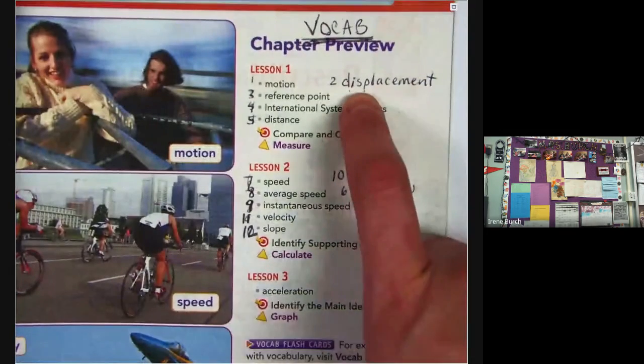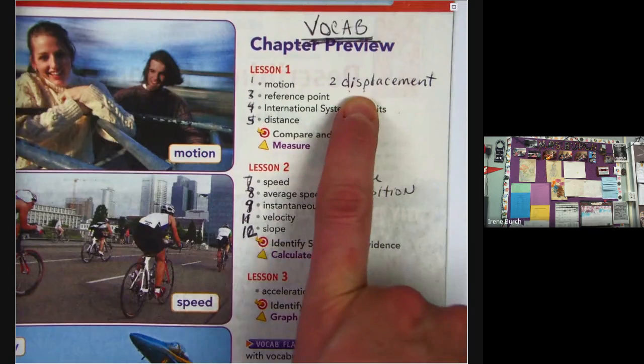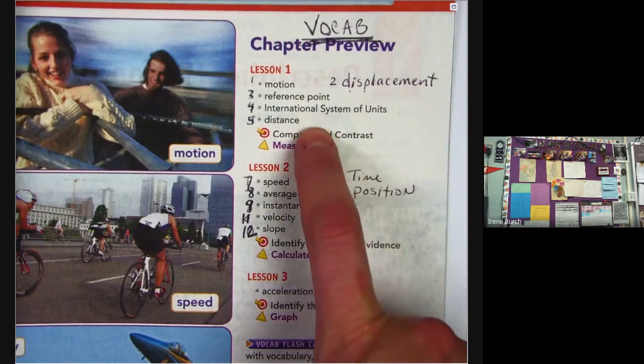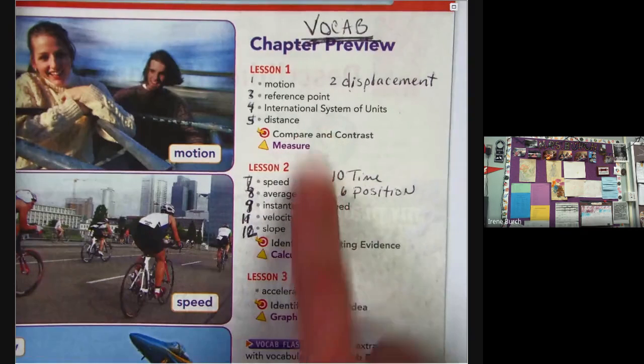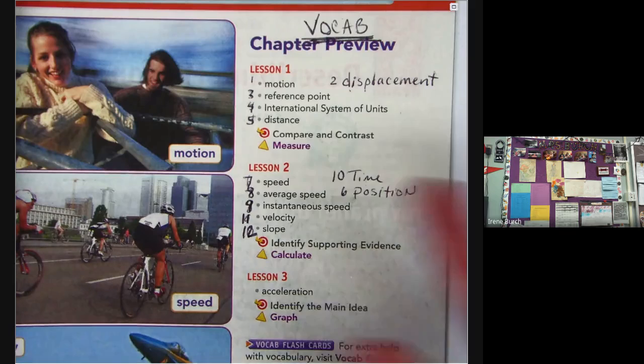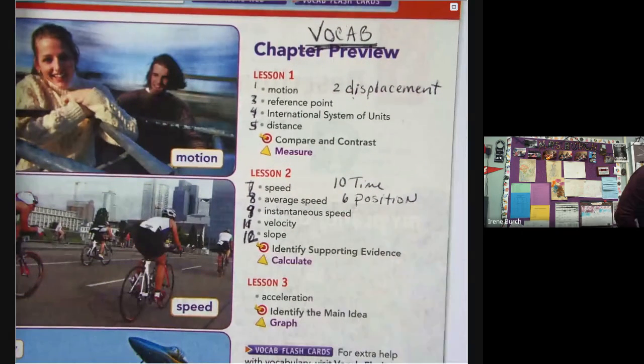So number 2, displacement is not in the textbook, but it is on the word list. If you want to add it here in your book so you have it, you can. But you also have access to the Google Doc that has the words on it. So, I mean, you shouldn't have a problem finding the words this time because you're not just keeping track of a piece of paper. Same deal with lesson 2, time and position were not in this textbook.